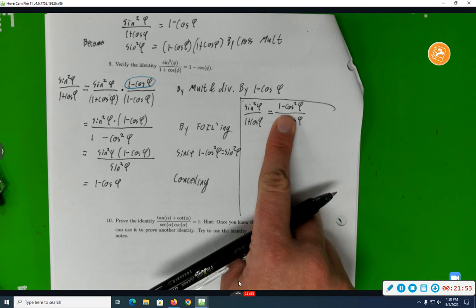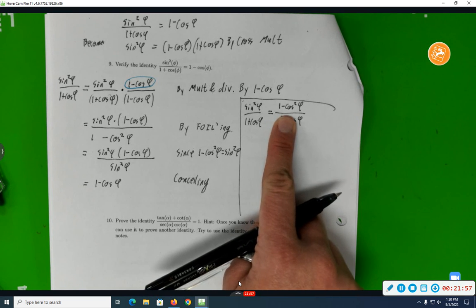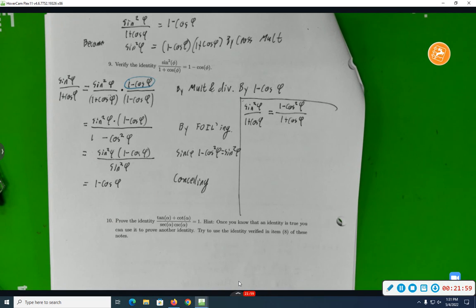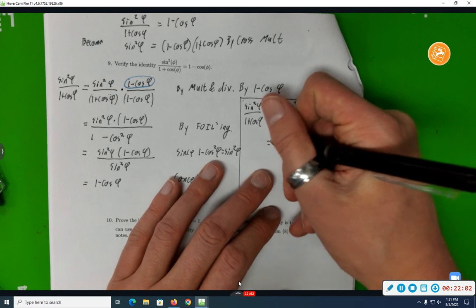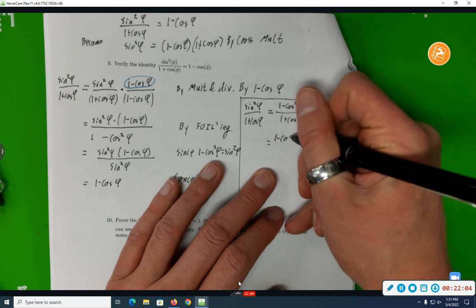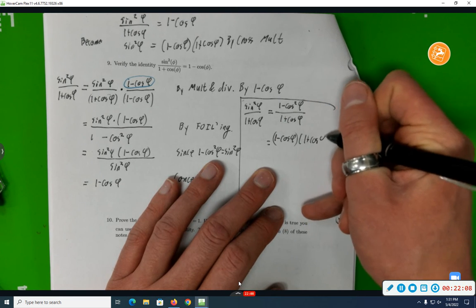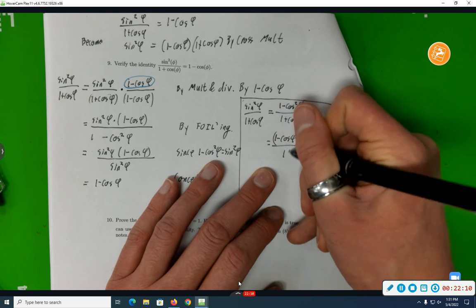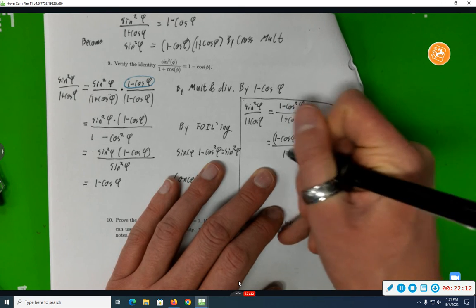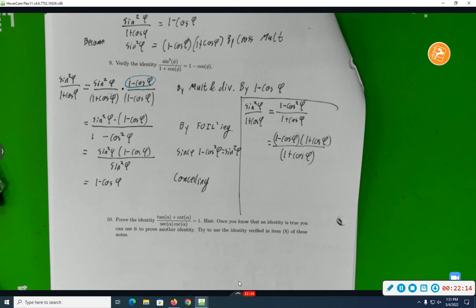So we can use the difference of squares formula to do something. Let's see what it gives us. And then hopefully we'll see a cancellation too. Equals 1 minus cosine phi times 1 plus cosine phi. So now do you see everything multiplied by something in the numerator and then everything multiplied by that same something in the denominator? Yeah, there's how you can do that cancellation.